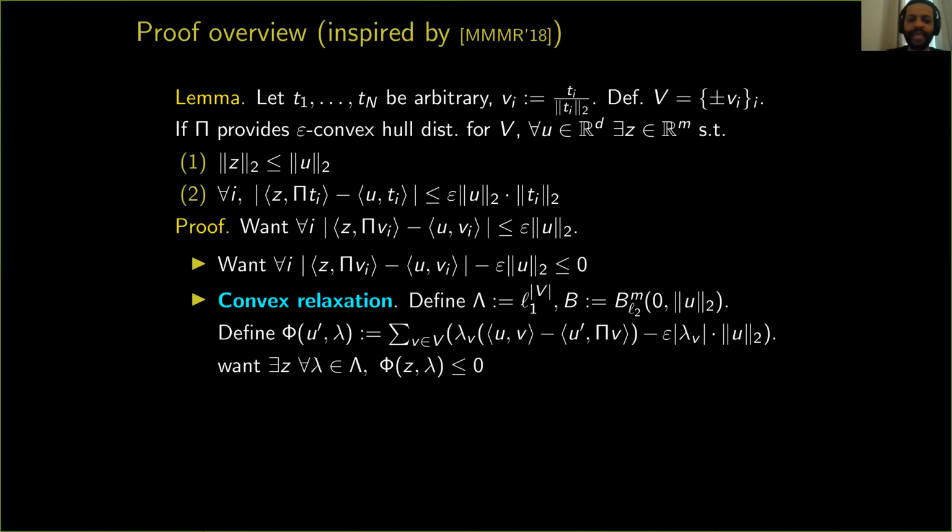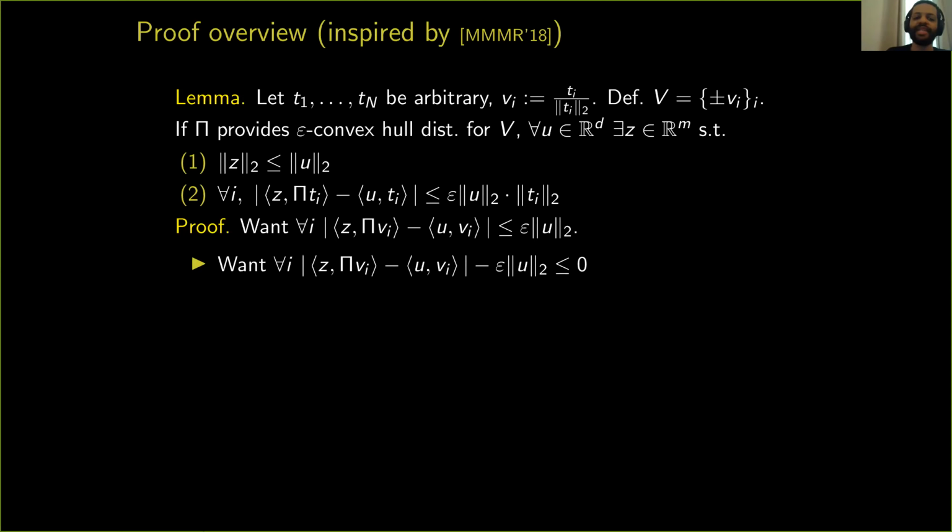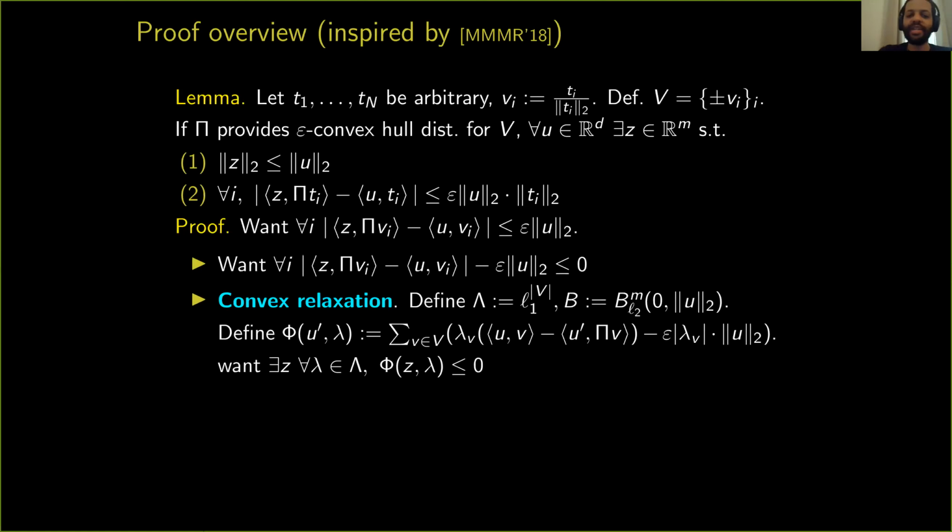Now I'm going to do a convex relaxation of this requirement. Here I have a set of 2 times capital N inequalities, some constraints. Now I'm going to define capital lambda to be the set of all 2n-dimensional vectors that have unit L1 norm. When I say n from now on, it's capital N.